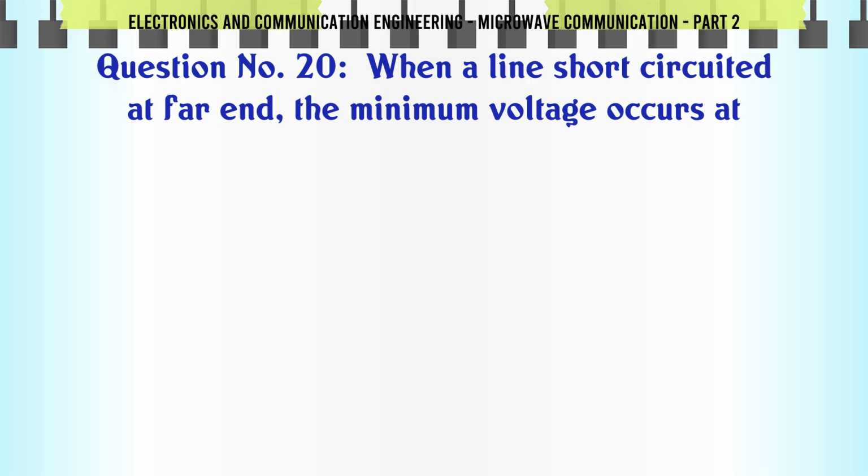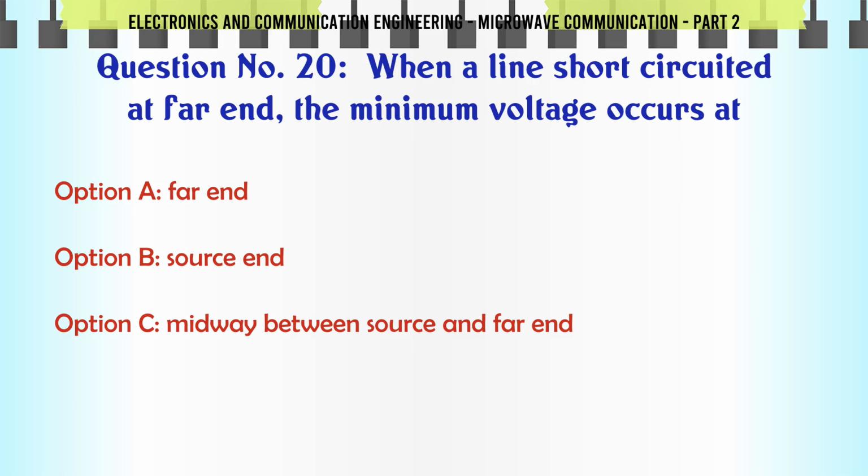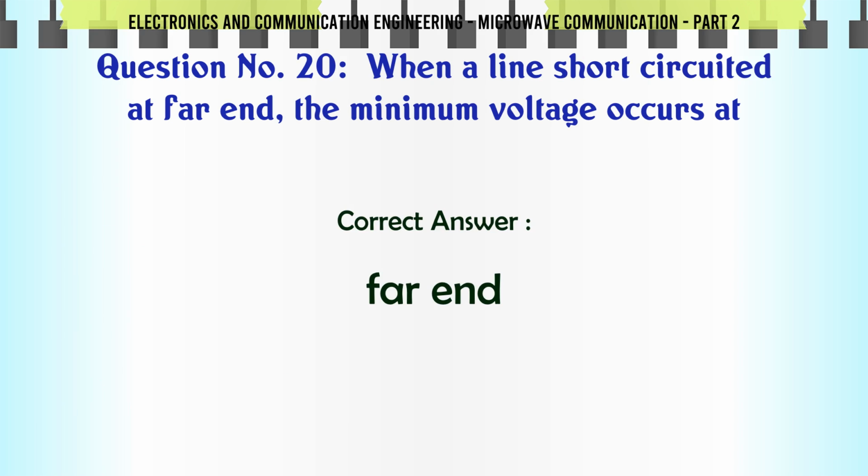When a line is short-circuited at far end, the minimum voltage occurs at A: far end, B: source end, C: midway between source and far end, D: none of the above. The correct answer is far end.